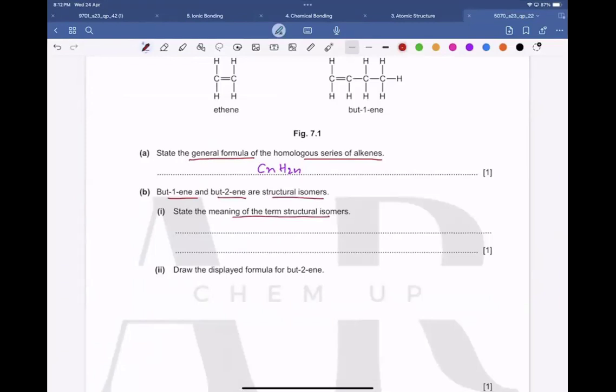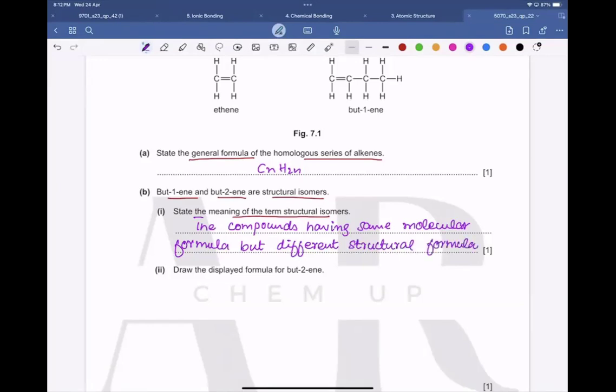So I think everyone remembers it. The compounds having the same molecular formula but different structural formula, or different structure, are called structural isomers. Is this clear to all of you?